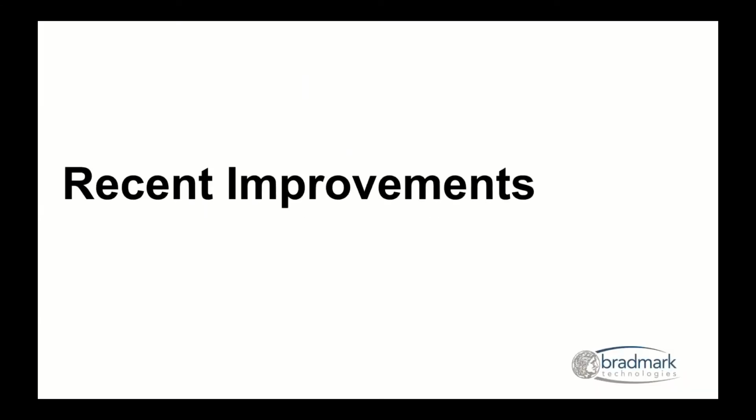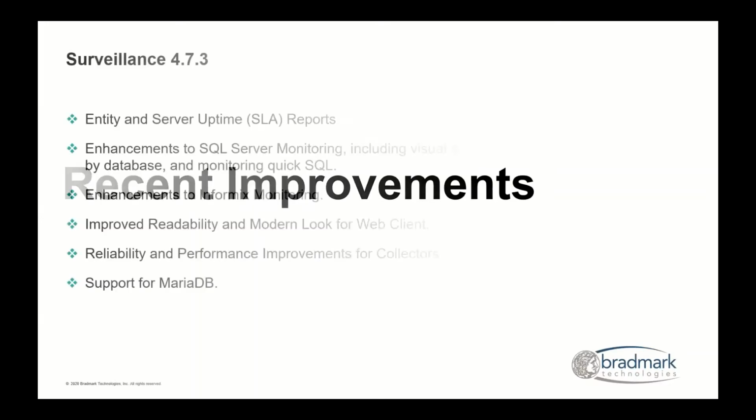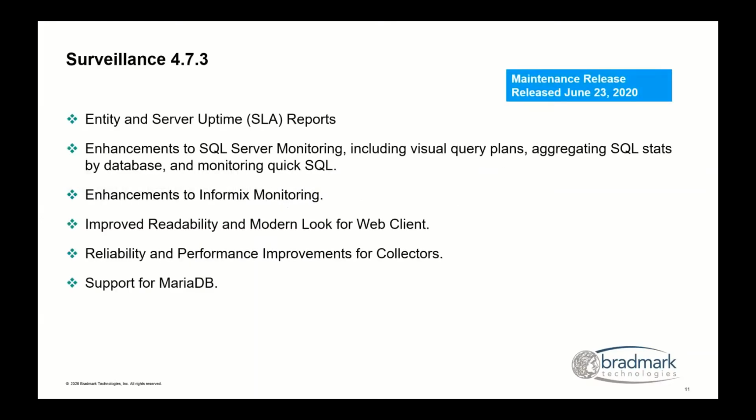So some of the recent improvements to the product: we've put out our 4.7.3 product in June, and with that we really brought in a lot of great features, minor features, but still great features. We have brought in our SLA reports, or entity uptime reports, where you can actually see the like 99% uptime or 100% uptime and those kinds of things. We can do that across one server or across many servers.